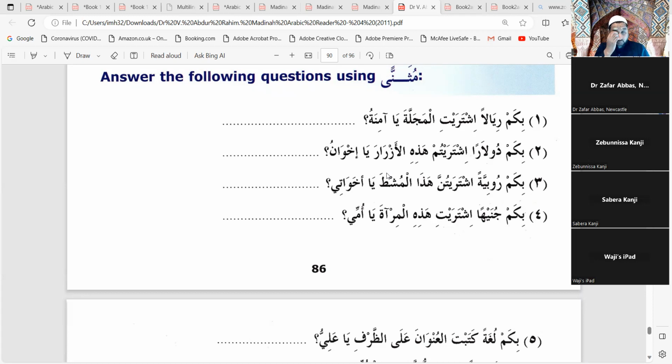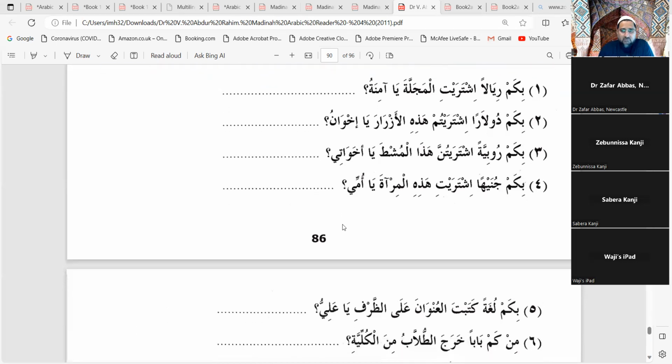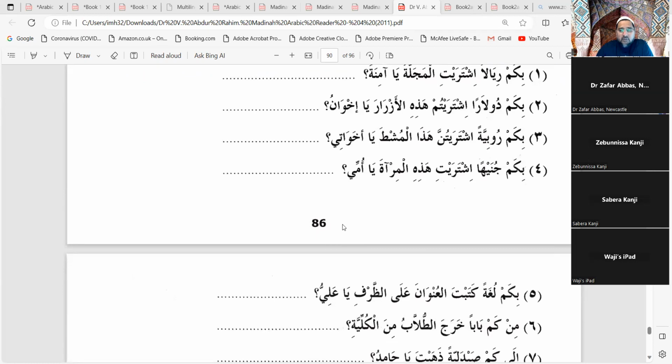Bikam rubiyatan ishtaraytunna hadha al-mishta ya akhawati? For how many rupees did you buy this comb, oh my sisters? Correct. Ishtarayna, oh sorry, of course. Ishtarayna birubiyatain. Correct.